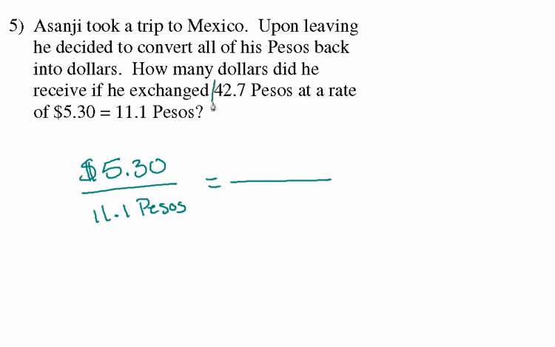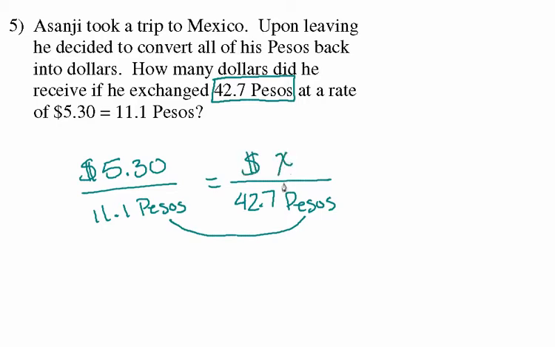Now we know the amount of pesos he exchanged on his way back from Mexico. So we're going to put the pesos in the denominator of the fraction on the right to correspond with the pesos in the denominator on the left. And the unknown value is up here. We do not know how many dollars he got back for those pesos, but we have the dollars corresponding in the numerator, we have the known rate set up properly on the left, and everything on the right corresponds to it. So this would be a matter of clearing the denominator of 42.7 pesos to solve for x.